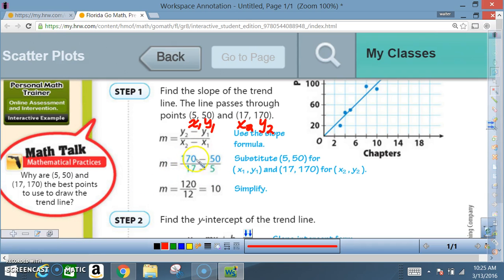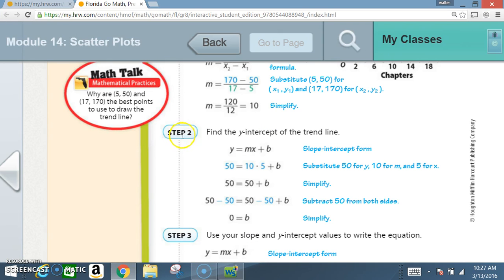Now we do our basic arithmetic. 170 minus 50 is 120. 17 minus 5 is 12. 120 divided by 12 is 10. So we find then that our slope was equal to 10. Now that we know our slope is equal to 10, we're going to go to step 2.